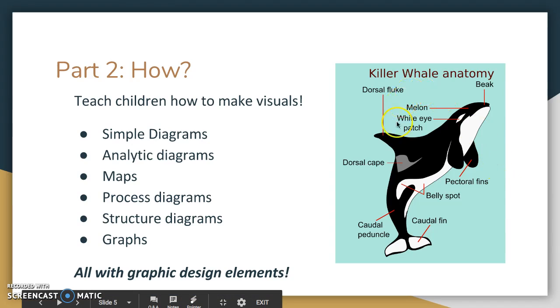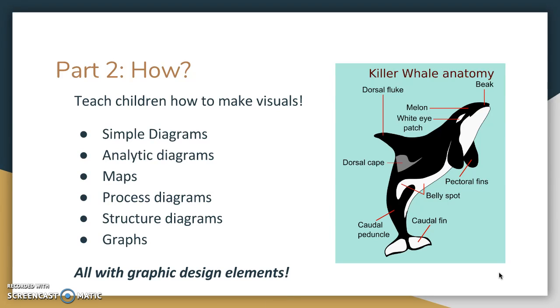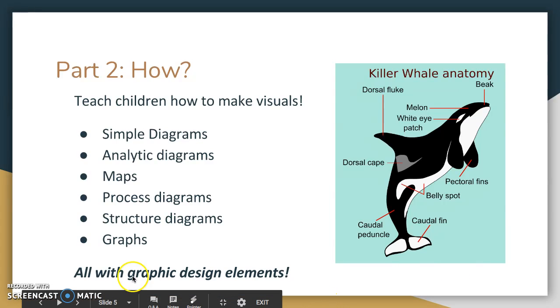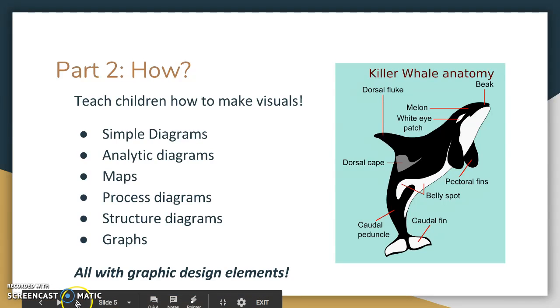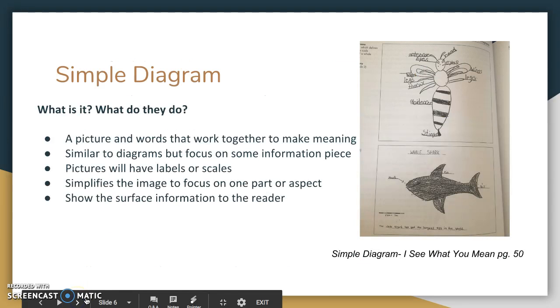So this picture right over here is a killer whale, and it's actually a simple diagram because it just shows a picture and then it gives some labels. So that's considered a simple diagram. There are all other types of visuals as well, which I'm going to go over. And basically, all of them have to have graphic design elements, which is a whole other thing that kids learn through observing and then also through making their own images.